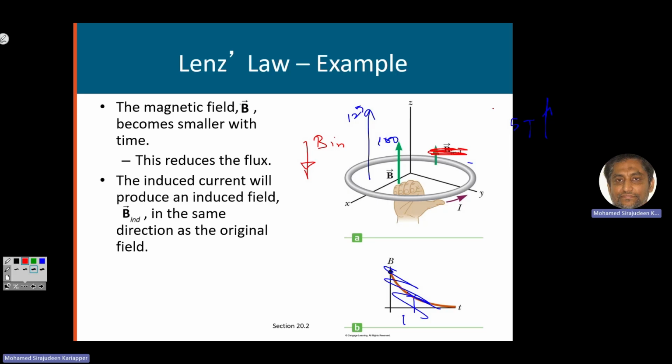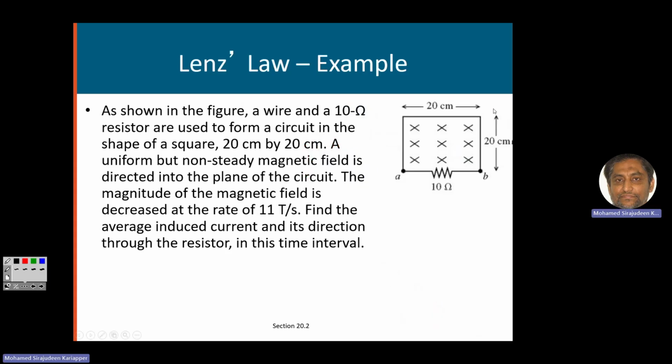Okay. So actually you can think of 4 scenarios, right? 4 combinations. Up and increasing, up and decreasing, down and increasing, and down and decreasing. So for all these 4 cases, you should be able to answer it correctly. So now we can do this question, applying Faraday's law and also Lenz's law to get the direction.